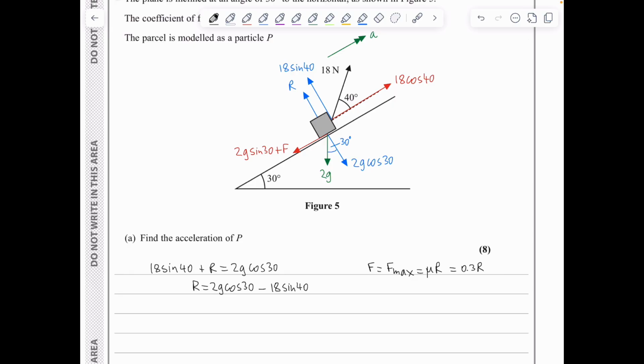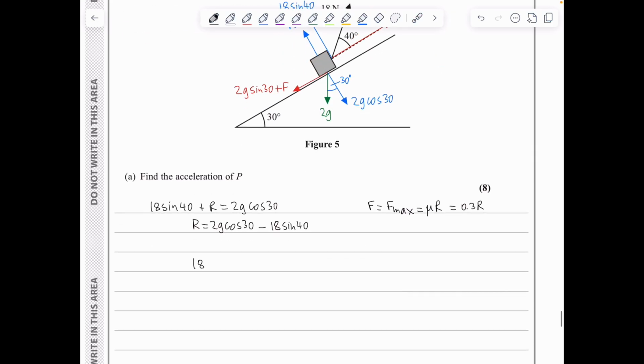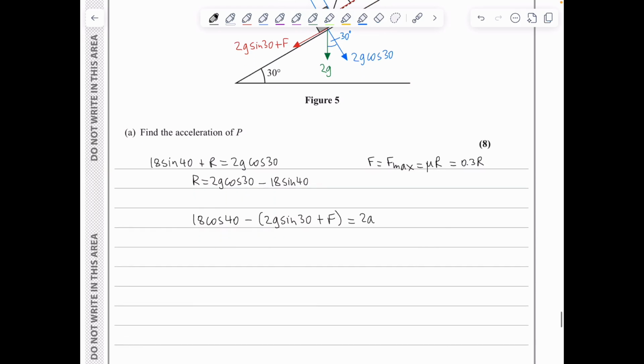And then we can proceed with the forces acting along the plane. So we've got 18 cos 40 acting up the plane, minus the forces acting down the plane, which is 2g sine 30 plus F, being equal to mass of 2 times the acceleration A. So this means that 18 cos 40 minus 2g sine 30 minus F is equal to 2A.